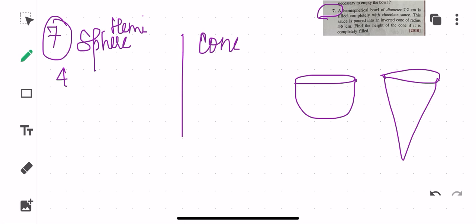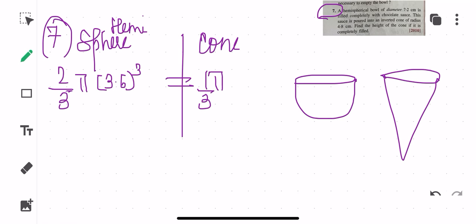So for hemisphere the volume will be equal to 4 by 3 pi r cube, and this is 3.6 cube. Not 4 by 3, children, sorry. For hemisphere it is 2 by 3, and this will be equal to, for cone it is 1 by 3 pi r squared h, and this will be 4.8 square into h. Then you can just equate them to find out the answer. So this question is an easy one. You will be taking this as homework. We will be moving on to question number 8.